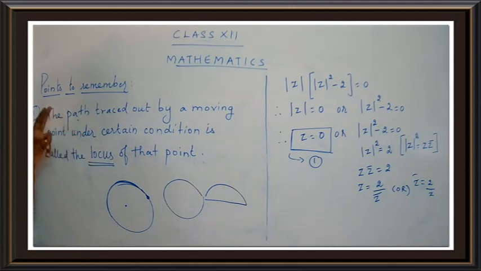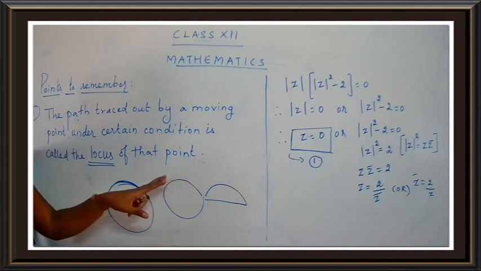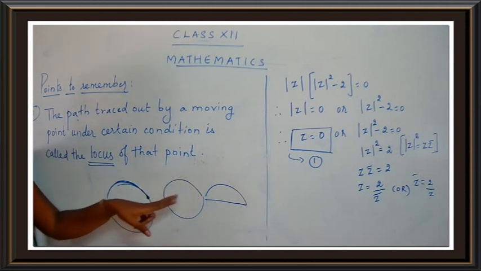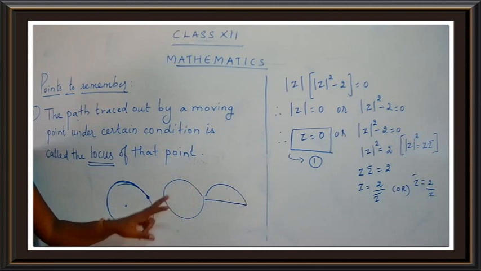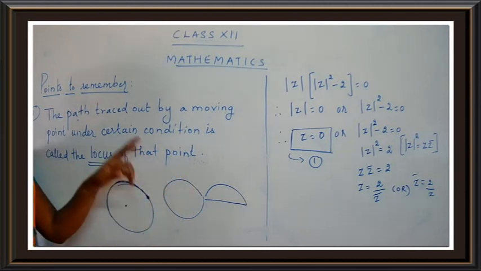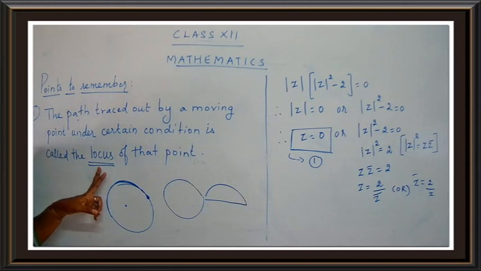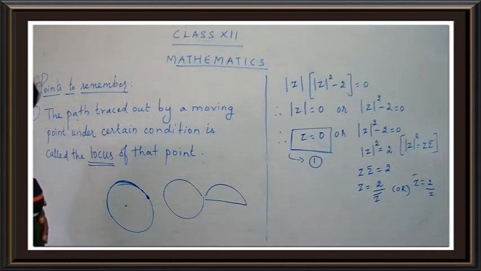The path or the way. Suppose here we are taking a point, and when the point is moving, what happens? You are able to get a path. Okay, children? So the new path has been formed. This path is formed under certain condition, and this is called the locus of that particular point. I hope you are clear with the definition. Okay, so that was the first point.